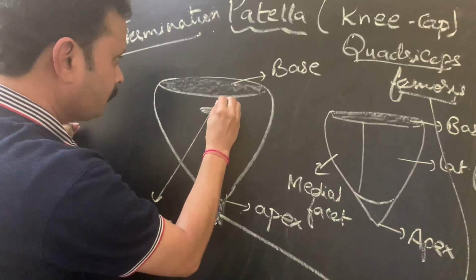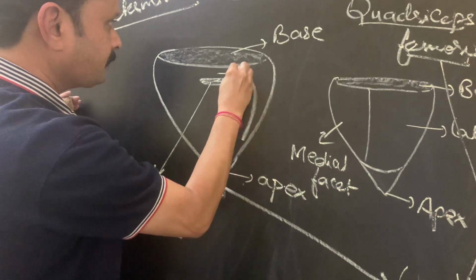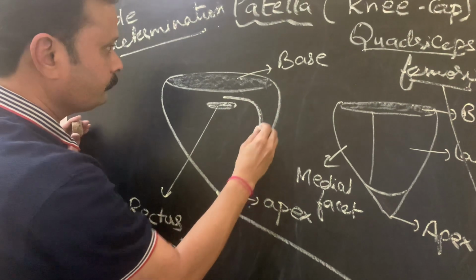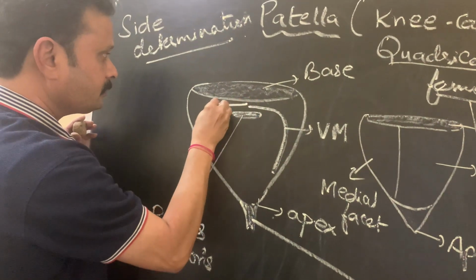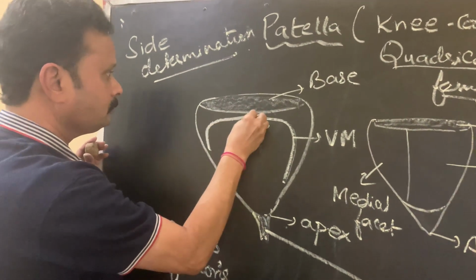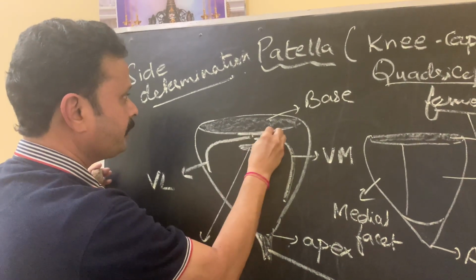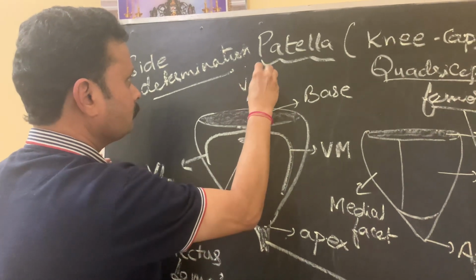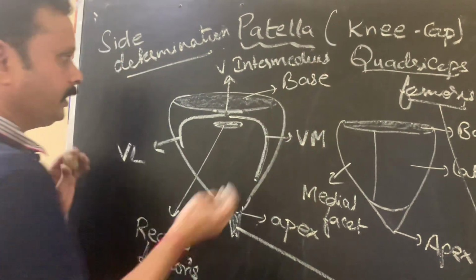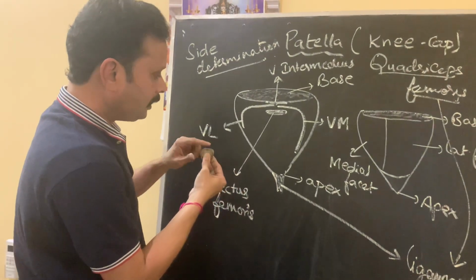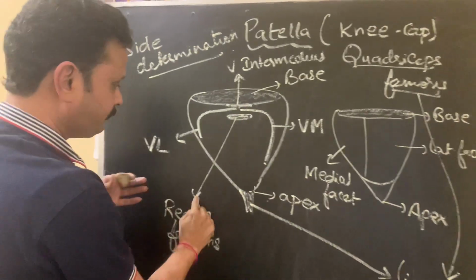Then we have the vastus medialis. This is the vastus medialis. And this one is the vastus lateralis. And here this is the vastus intermedius. Again I repeat, anteriorly at the base, from before backwards, from front to back, it is the rectus femoris first, which is attached here.